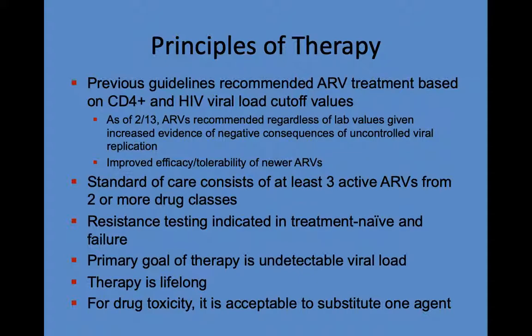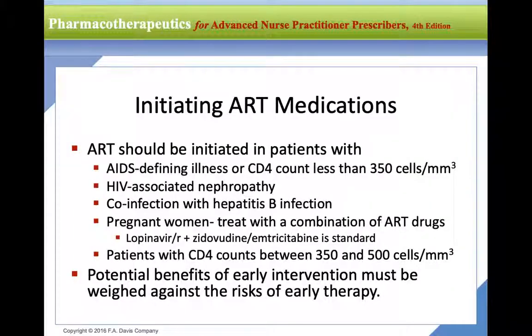The only time it's acceptable to substitute one agent for another is when there's drug toxicity. If a patient cannot tolerate a drug, then you can leave 2 of the drugs they were on and just sub out that third one. If a patient fails therapy, you have to go back to the drawing board for all of them. You can't say, I bet they failed this third option, so I'm just going to substitute it out. No, you have to get testing each time.